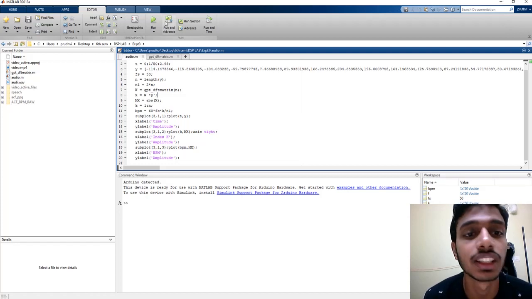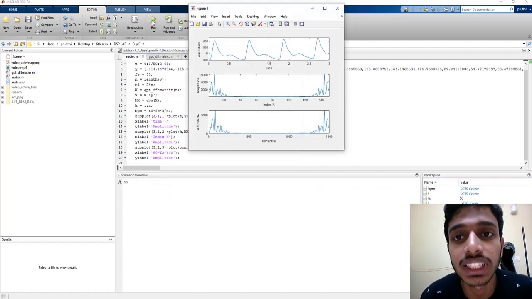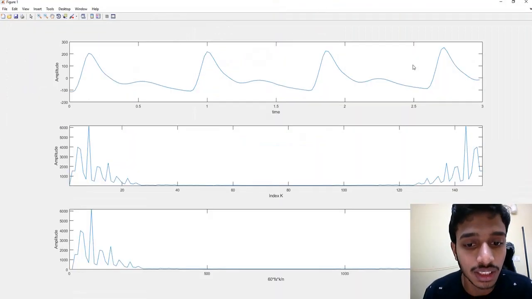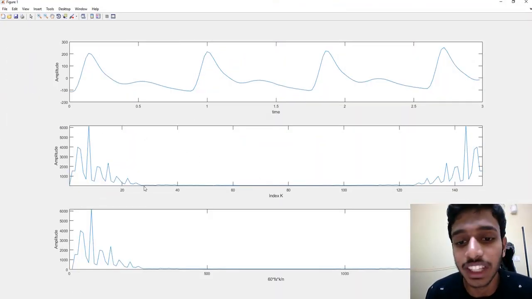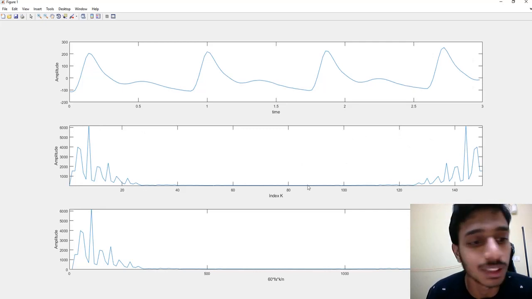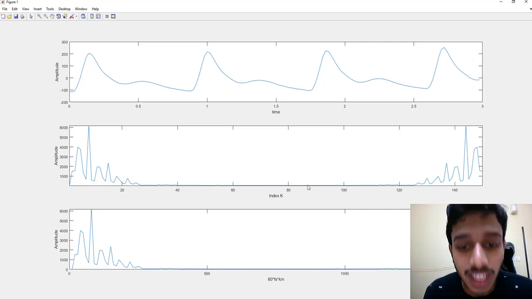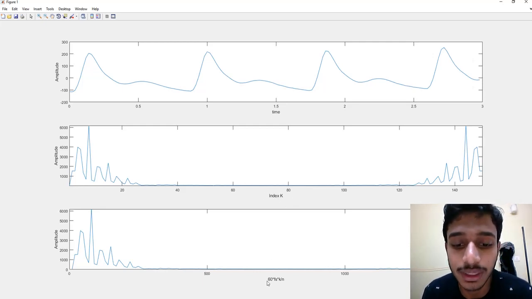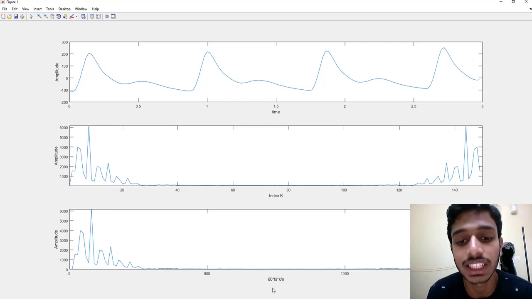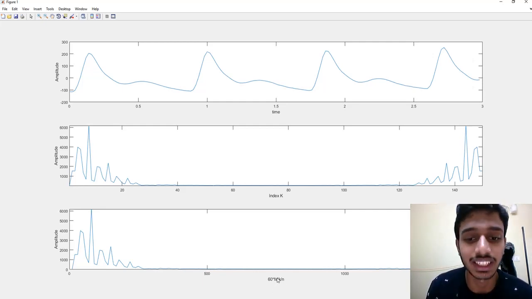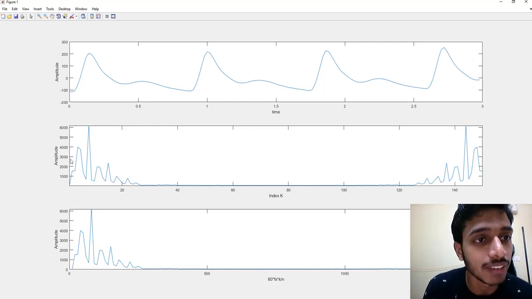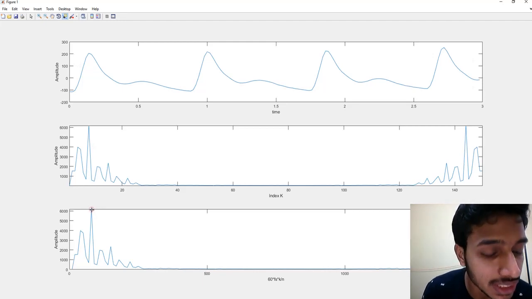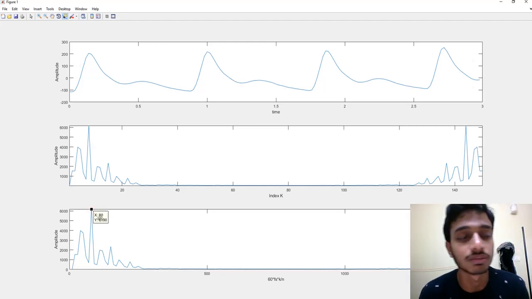So let us look at the plot. As you can see, this is my input signal. And this is the magnitude spectrum of the input signal using the discrete Fourier transform. Here the x-axis is index k, which I've converted into 60 into fs into k divided by n, which gives me the frequency domain, and that too, not per second, but per minute. So the value of the peak that I've obtained here would be my BPM. As you can see, the peak value obtained here is 80.